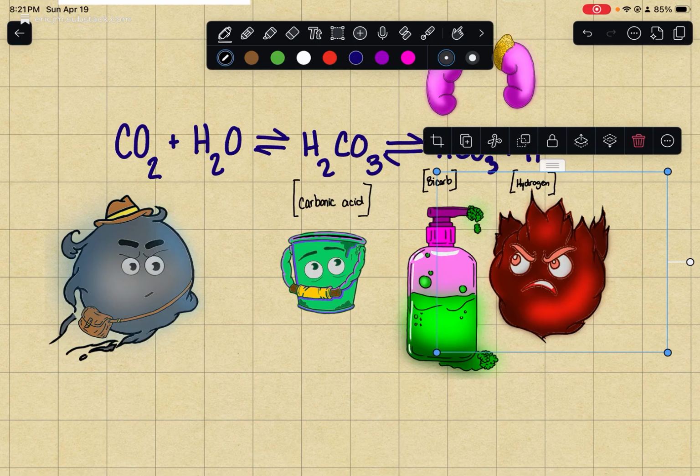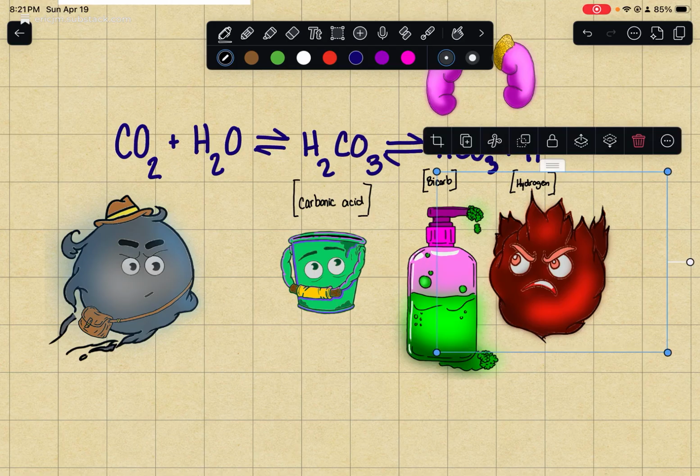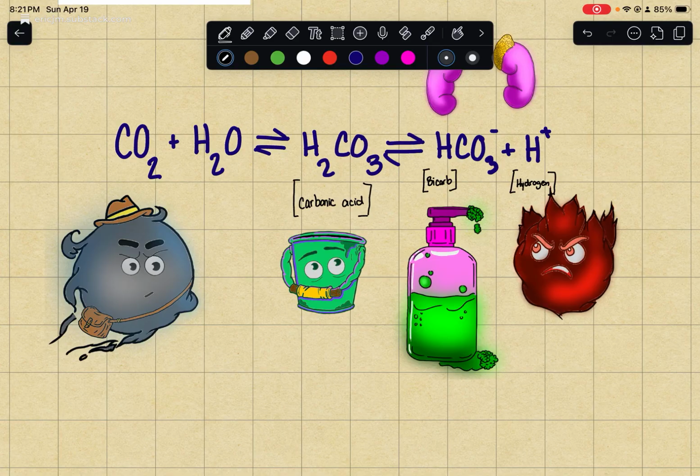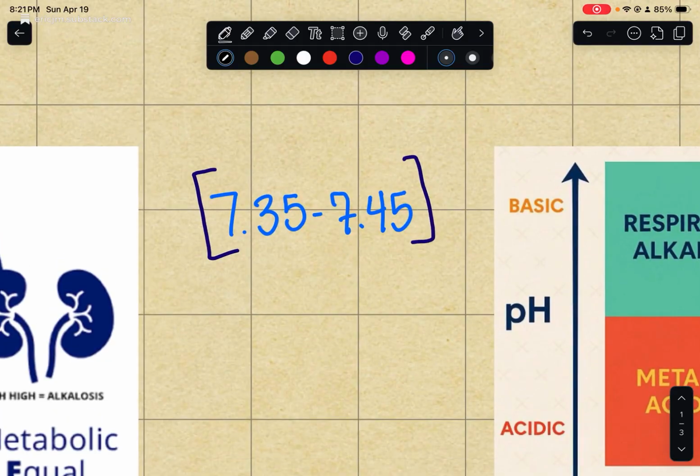And that's where the story takes the dark turn. The split creates two very different ions. One of them is going to be bicarb, and the other is going to be hydrogen. Bicarbonate is the hero of the buffer. It's the base that tries to keep the peace. But then you have the hydrogen ion, who's the bully. The hydrogen ion is pure acid. It's the villain of our story because the more of it exists, the more it destroys the body's delicate pH balance, which is a very narrow window between 7.35 and 7.45.